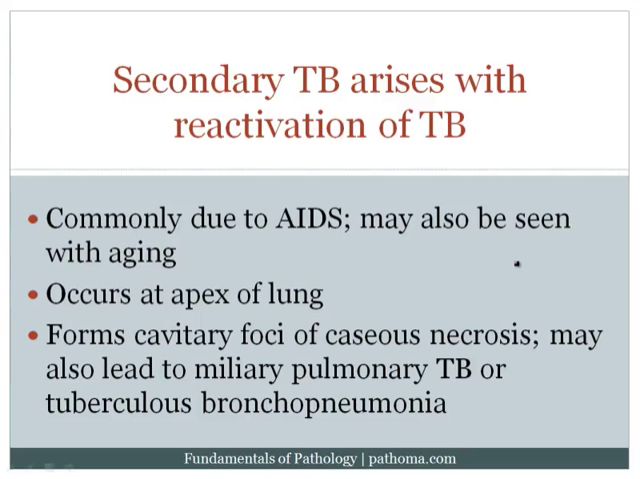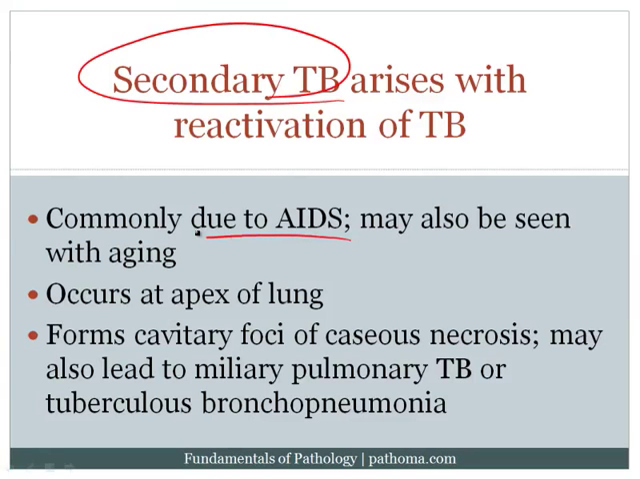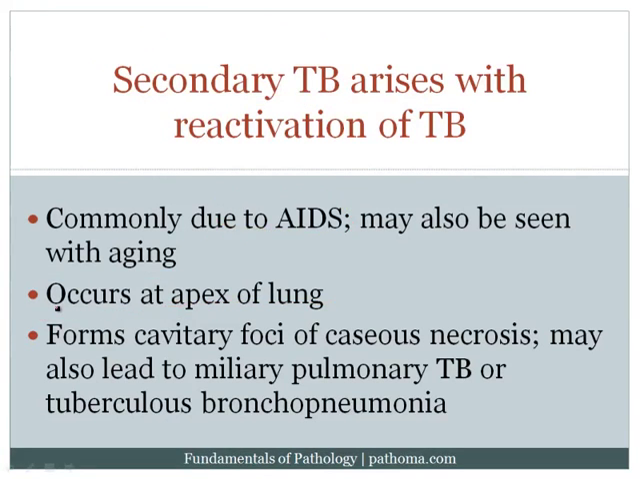Over time, this Ghon complex can become reactivated, and that would then result in secondary TB. Now, this commonly arises due to AIDS. It can also be seen with aging, and of course you know that because of AIDS there's been an increase in the incidence of tuberculosis. Often it occurs at the apex of the lung, and that's because the oxygen tension is highest at the apex of the lung.